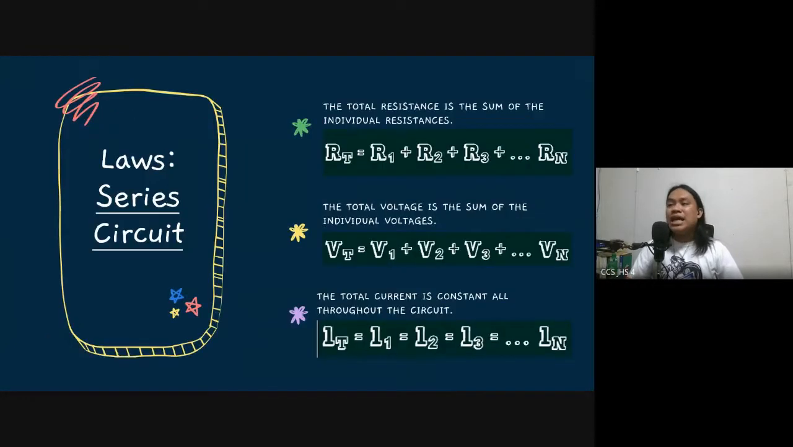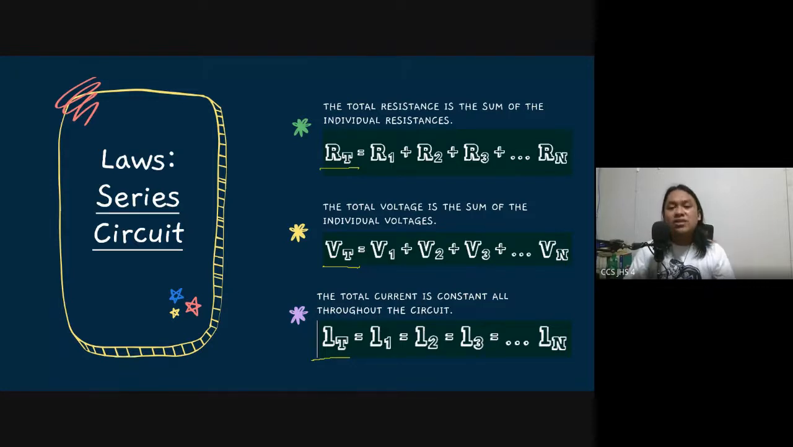So now we are in problem solving. We will still be using the formulas from Ohm's law, but since we are going to focus on series circuit and parallel circuit problem solving, we also have conditions that we need to remember in order to get the value of the total resistance, total voltage, and total current. Okay? So first, the total resistance is the sum of the individual resistances.